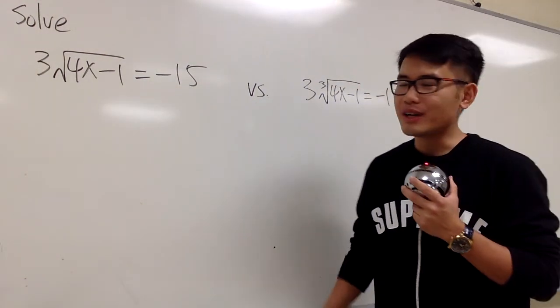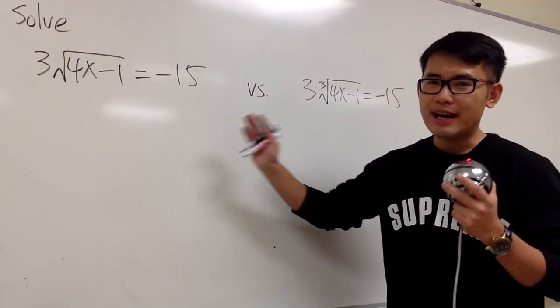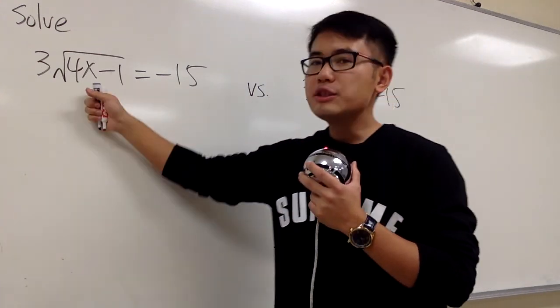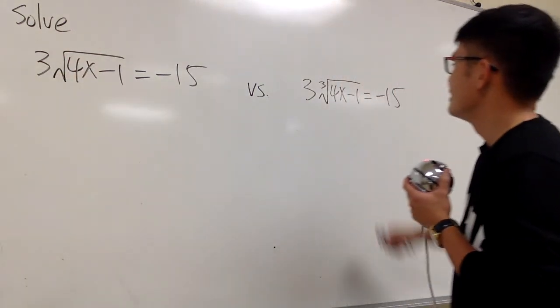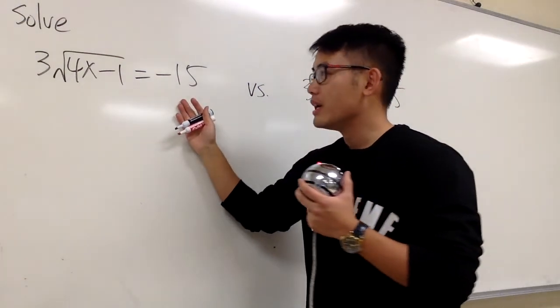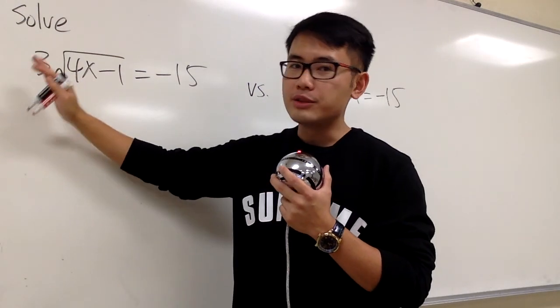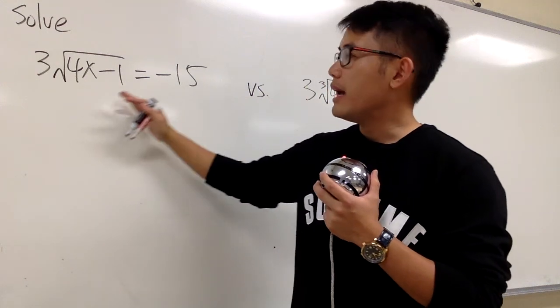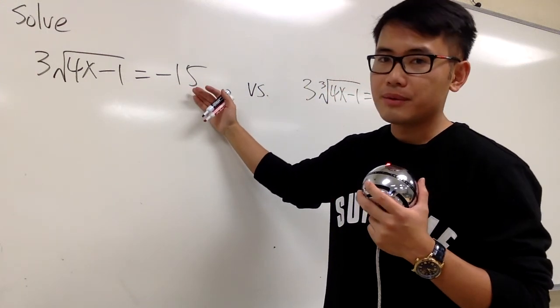Okay, we're going to see how to solve these two equations, and notice that they are so similar, right? This one right here is a square root. Here, we have a cube root. Let's do this first. Well, we have a 3 in front. This is 3 times the square root, right? And this is equal to negative 15, right?